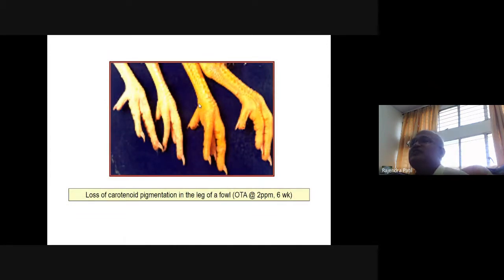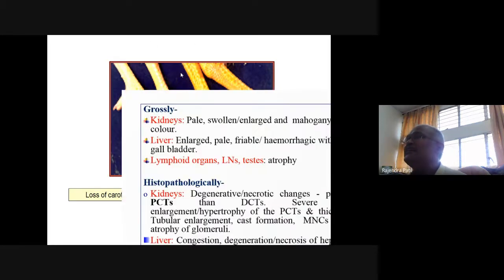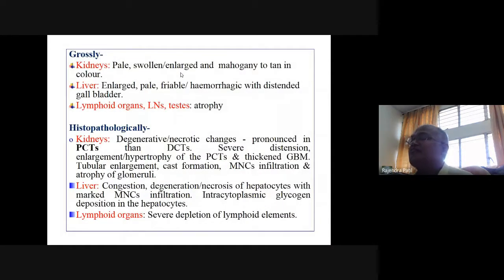Then this is another picture, also from an experimental study, where we gave 2 ppm ochratoxin through the diet for 6 weeks in broiler birds. You can see the typical loss of carotenoid pigments in the leg of a fowl, which is very typical and classical, and you can identify it in birds or animals.